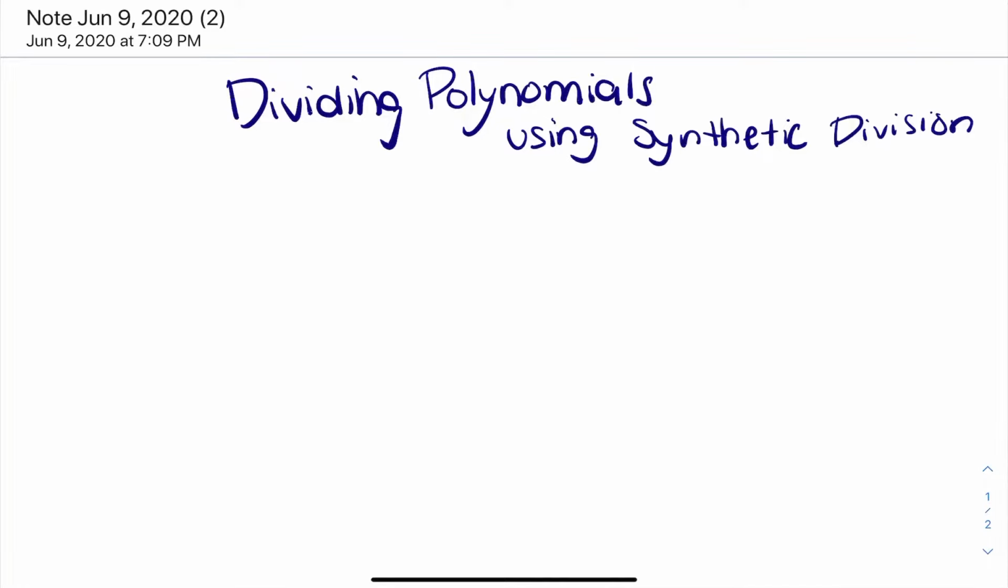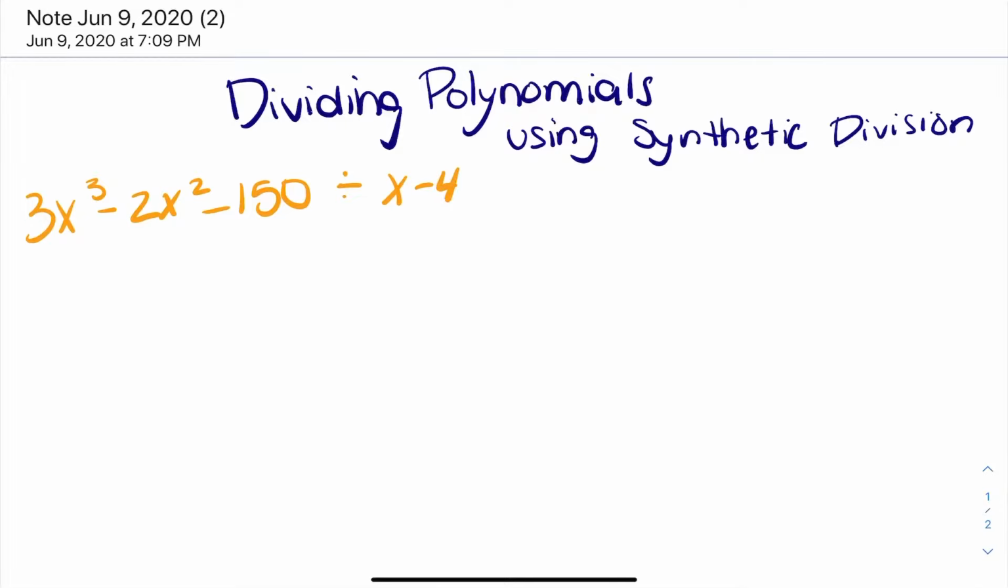So in today's lesson, we're going to be covering dividing polynomials using synthetic division. Synthetic division is a certain type of division that's very easy to use if you have the correct requirements in the polynomial. So we'll start off with an example. Let's take 3x to the third minus 2x squared minus 150, divided by x minus 4.